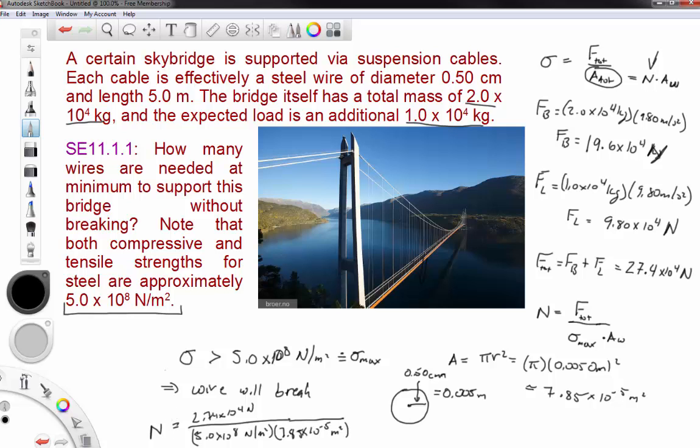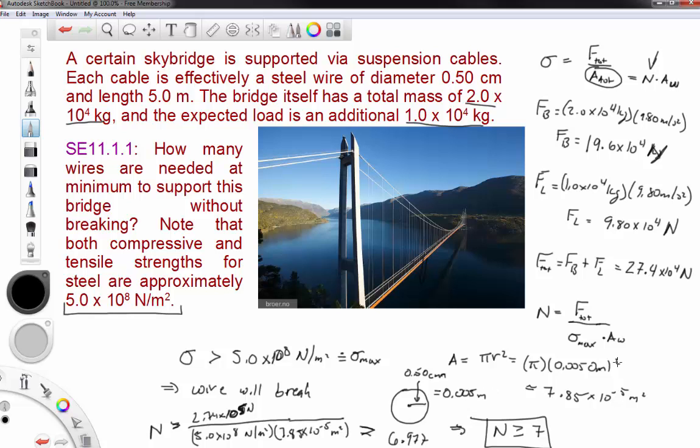All right, so how many wires will we need? According to my math, and making note that this is 27.4 times 10 to the 4 newtons, or 2.74 times 10 to the 5 newtons, what I end up getting is that N needs to be greater than 6.977. And since you can only have a whole number of wires, this basically means that N needs to be greater than or equal to 7. So you need at least 7 wires to support this bridge.